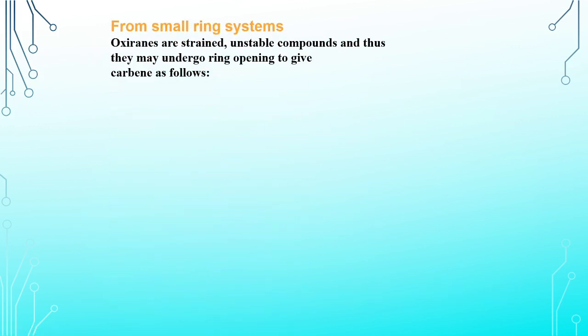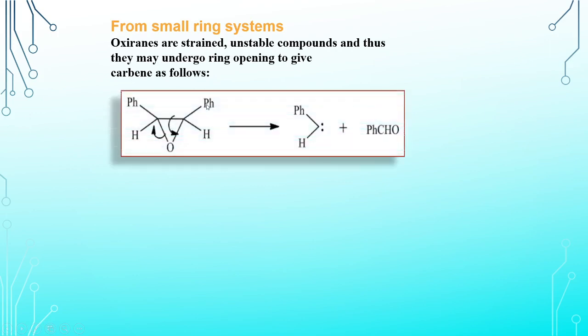From the small ring systems, the oxirenes are strained rings, unstable compounds, and thus they may undergo ring opening to give carbene as a product. So this is the oxirene, or you can say the epoxide. This is the strained molecule, and this is unstable. And to achieve stability, the ring opening takes place to give the carbene as a product.